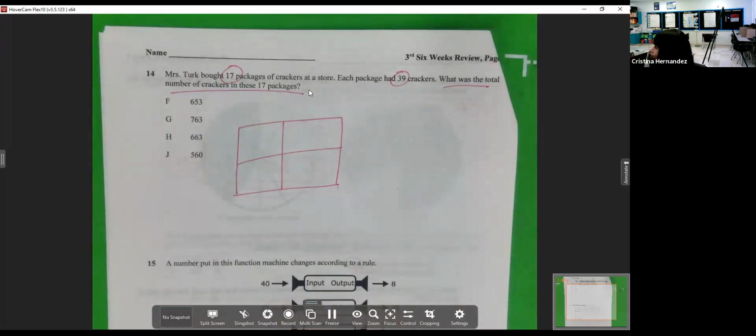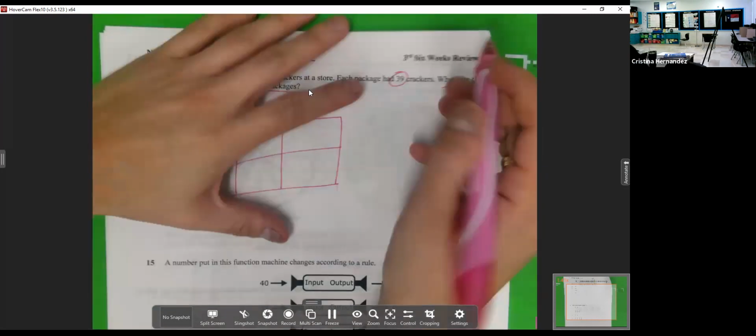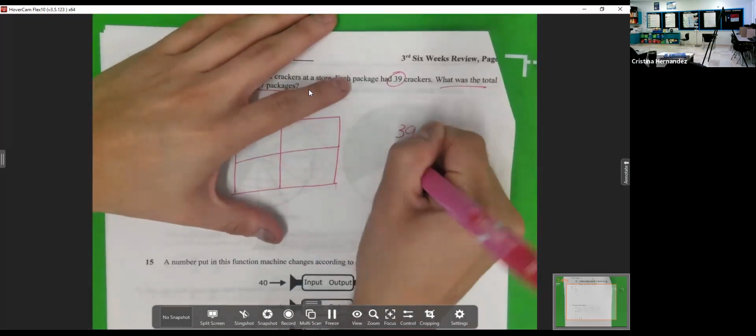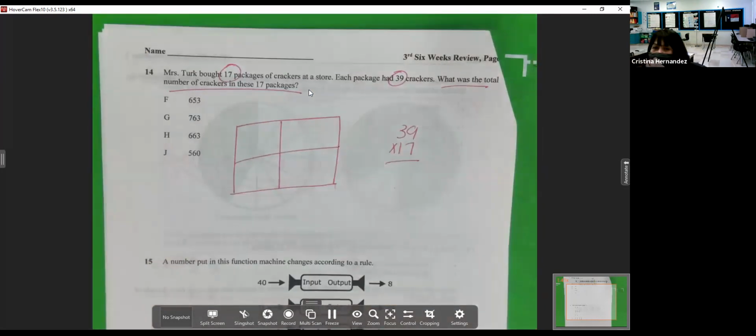I want to break this down. Somebody help me break this down. 17 times 39 is... I need everybody on this one paying attention with me right now. How are we going to break apart 39 into what 2 numbers? Charlie, we're on 14.